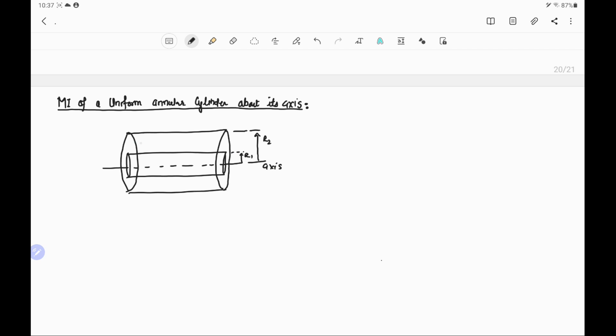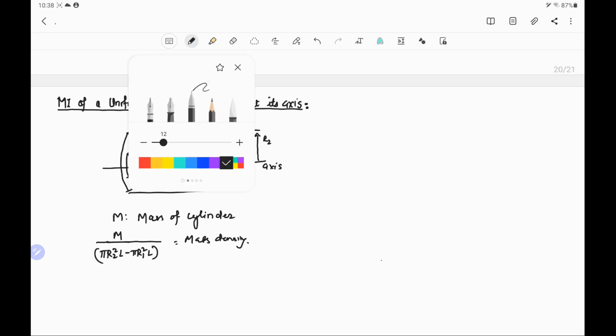Mass is distributed inside the region between radius R1 and R2. The inner portion of the cylinder with radius R1 is empty. So M is the mass of the cylinder, which is uniformly distributed over its volume. So mass density will be total mass divided by total volume. Outer volume is pi R2 square L and inner volume is pi R1 square L. So the net volume of the cylinder material is pi R2 square L minus pi R1 square L. This is the mass density.